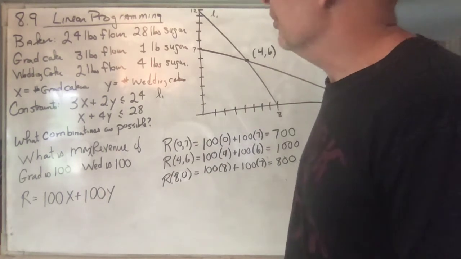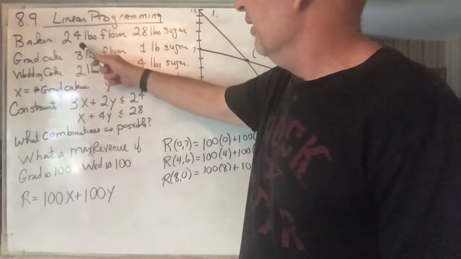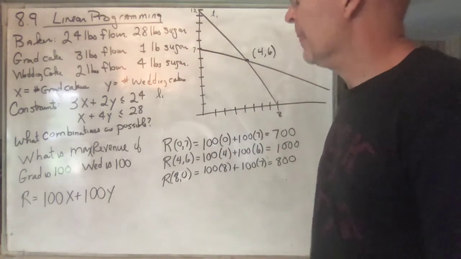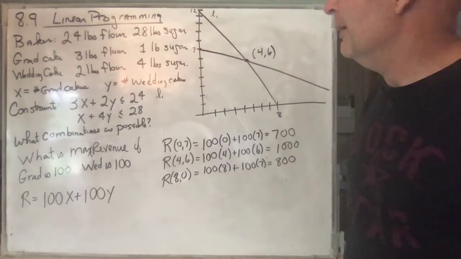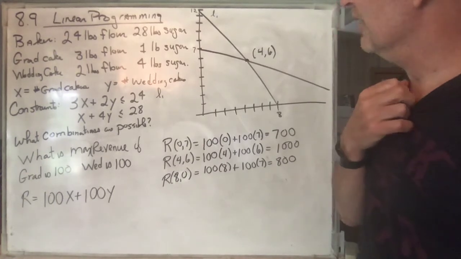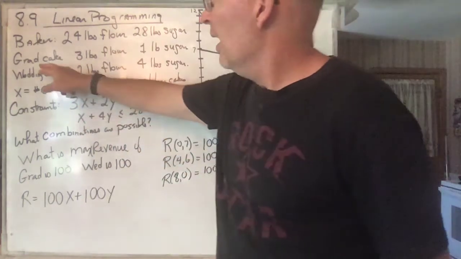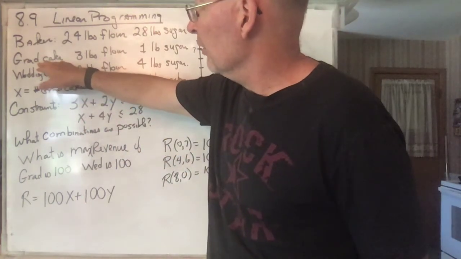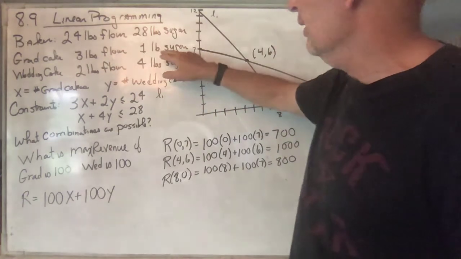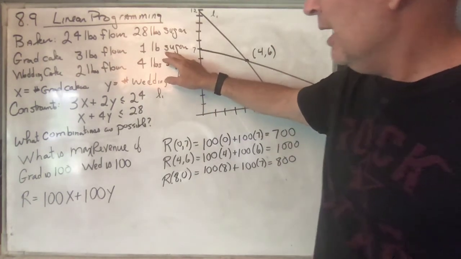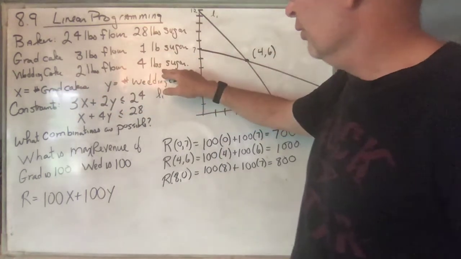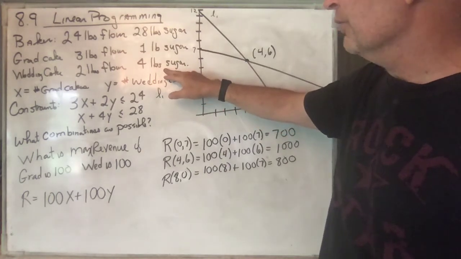So here's my example. Suppose you have a baker who has 24 pounds of flour and 28 pounds of sugar. So this could maybe be the amount of material that comes in every day or something like that. So he's got to make some choices about how to use it. And he makes two kinds of cakes. He can make a graduation cake, and a graduation cake uses 3 pounds of flour and 1 pound of sugar. And he also makes wedding cakes, and wedding cakes take 2 pounds of flour, and of course you have all that frosting, so it's 4 pounds of sugar.